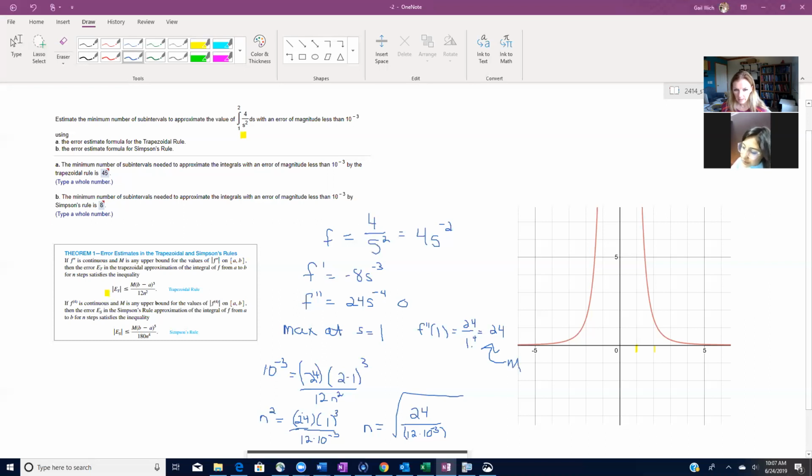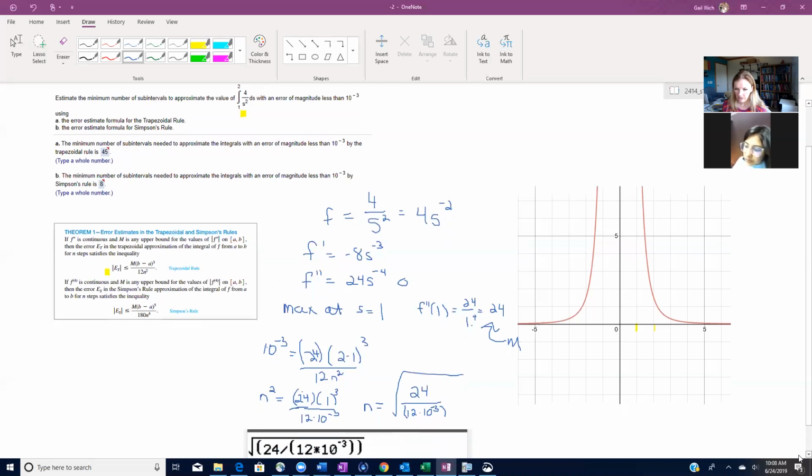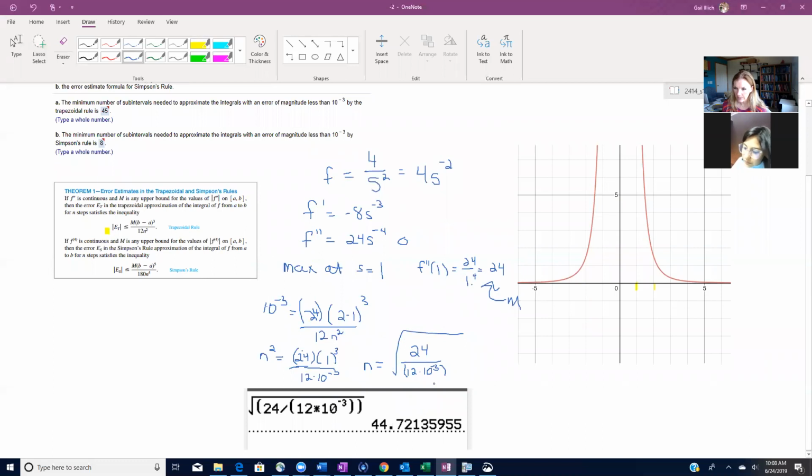So now we'll take this formula for the error. We'll say 10 to the negative 3 is equal to 24 times 2 minus 1 cubed, because b is 2 here and a is 1, and we'll divide by 12n squared. And obviously we're trying to solve for the number of subintervals, so we're trying to solve for n. You just do a little algebra here, and then be careful when typing this into your calculator. Make sure your denominator is in parentheses because you have that product there. And then when you type it in, you should get 45.